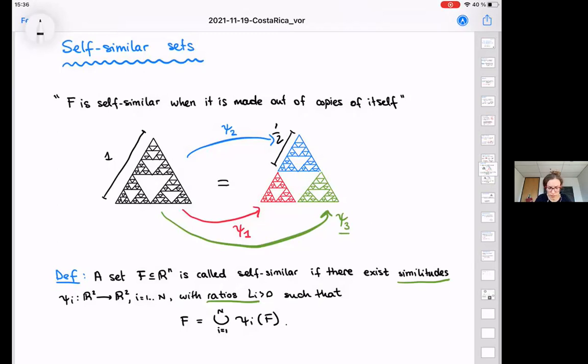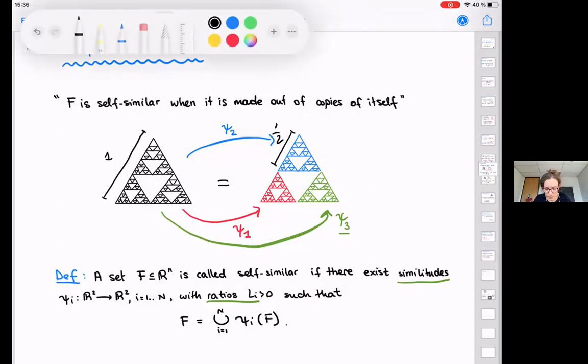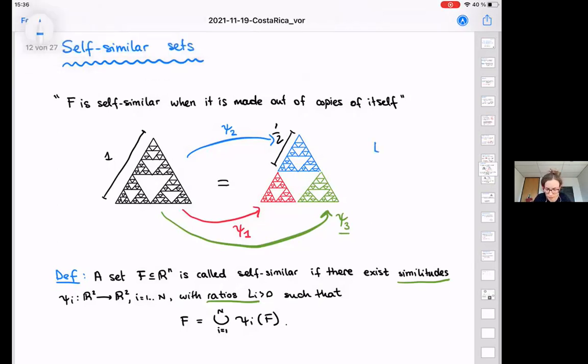So all these L's here, L1 equals L2 equals L3, is a half. And yes, we see here, this is what is happening, that if we look at this F, here's my fractal. The fractal is just V1, no? Union the second, union the third. Very nice.